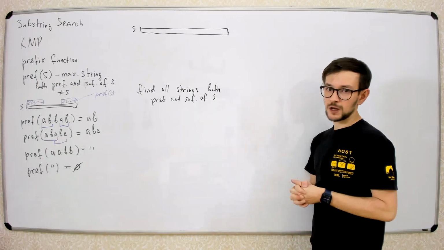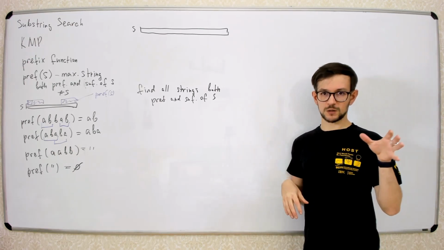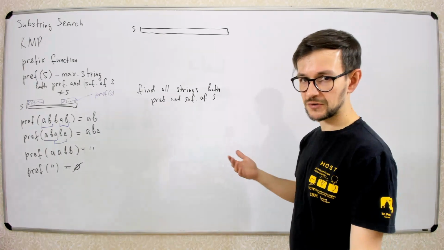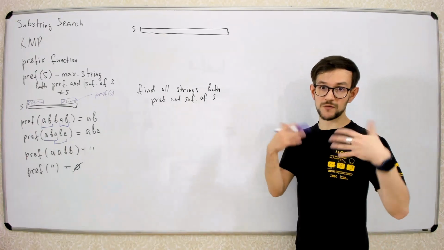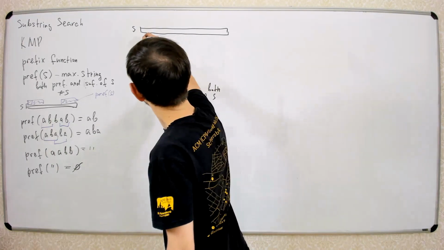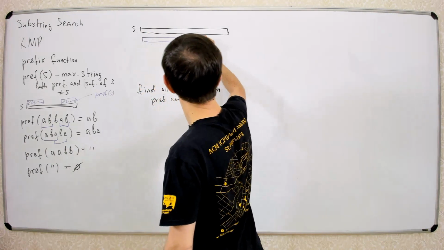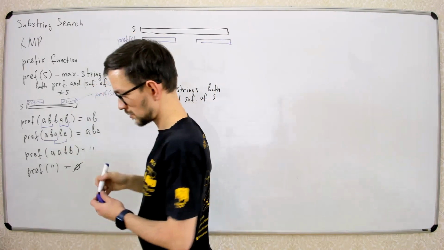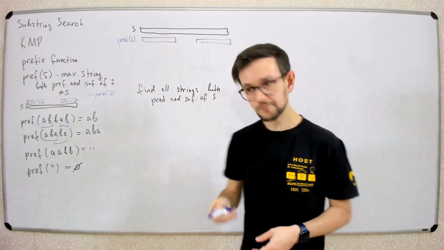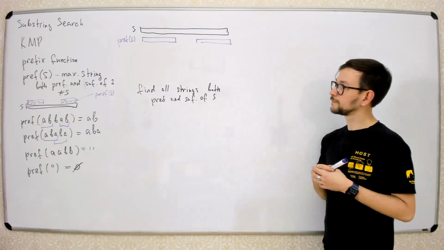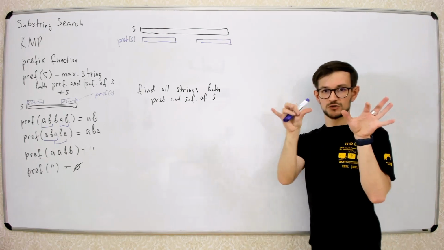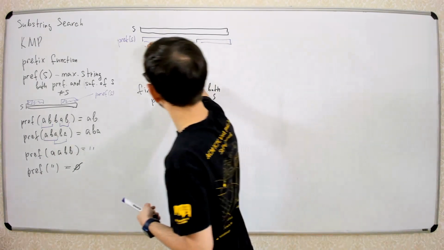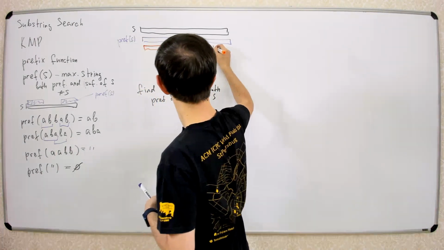You can do it like this. Let's iterate over all such strings by decreasing length. First, let's find the largest string which is both prefix and suffix. It will be just the prefix function of s. So just take the largest string here, which is pref of s. This is the largest string which is both prefix and suffix of s. So now let's find the next string. The next string here must be equal to this.